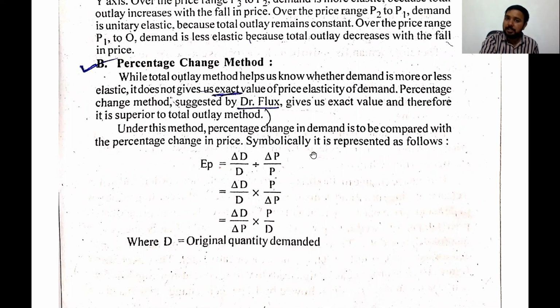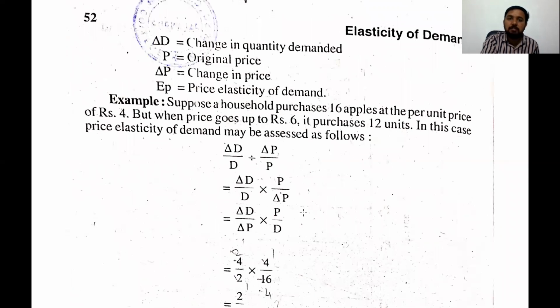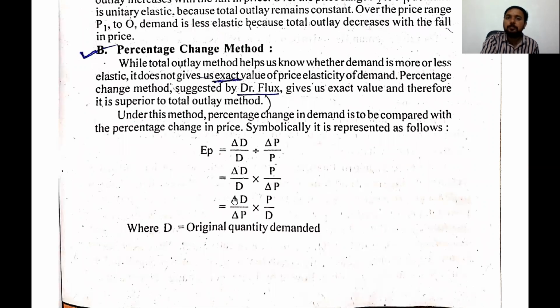Under this method, the percentage change in demand is to be compared with the percentage change in price. Symbolically, it is represented as follows. Here we are given the formula: elasticity of price is equal to change in demand divided by total demand, divided by change in price divided by total price. After some simplification, we get the formula: change in demand by change in price, multiplied by price by demand. By putting in this formula we can measure the price elasticity of demand of any situation.